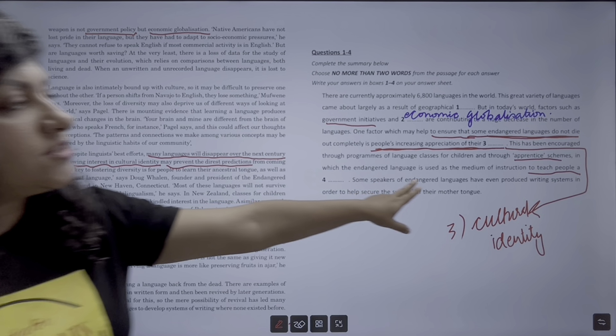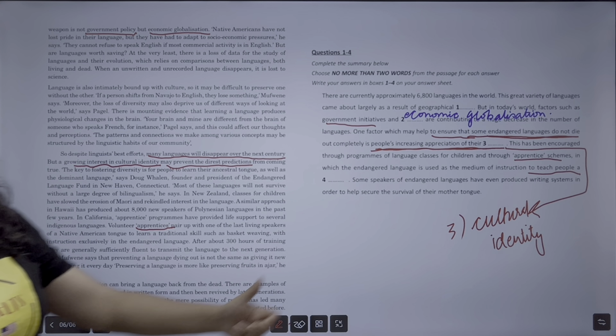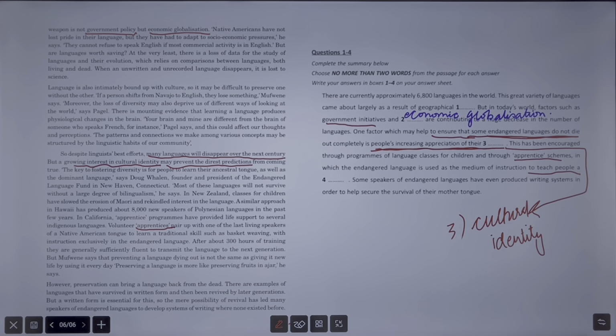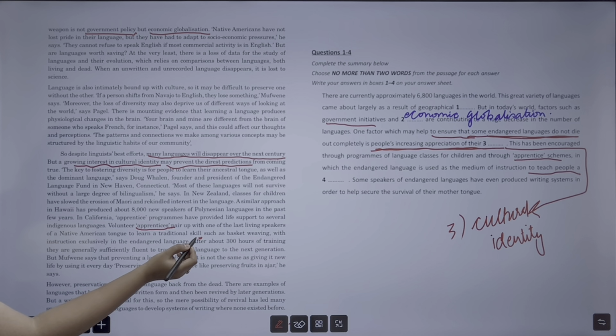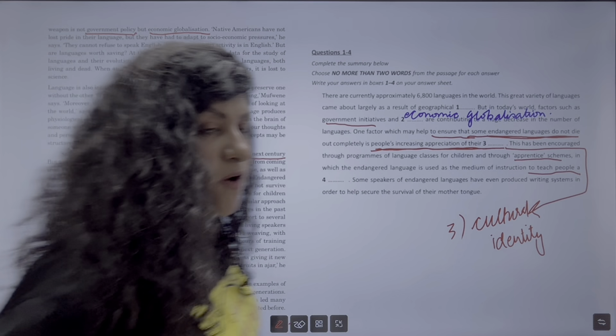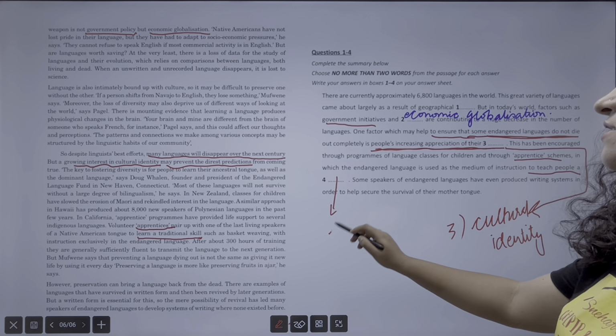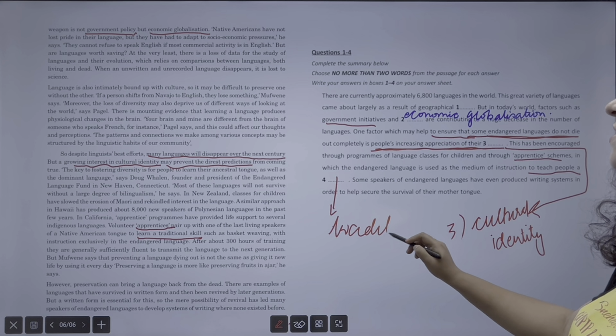That language is used as a medium to teach people a. So that means that will be followed by a noun, right? So we have to find what is taught in these apprentice schemes. The thing that is taught is traditional skill. It's very clearly written over here. See? Apprentices pair up with one of the last living speakers of a Native American tongue to learn a traditional skill. So what is being taught in such schemes? A traditional skill. That would be the answer.